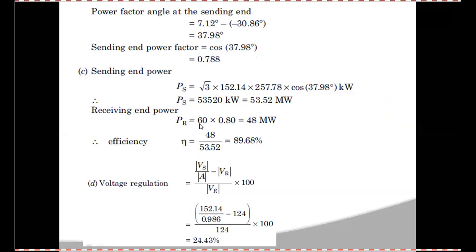Then what is the receiving end power? The receiving end power is not given in the problem, but the apparent power is given. That means √3 VR IR value is given. Now if you multiply that value with the receiving end power factor, then you will get the receiving end power. So PR is equal to S into cos phi R. The cos phi R value is given in the problem itself. That value is 0.8. So if you multiply 60 with 0.8, you will get 48 megawatts, which is the receiving end power. You got the receiving end power, you got the sending end power.